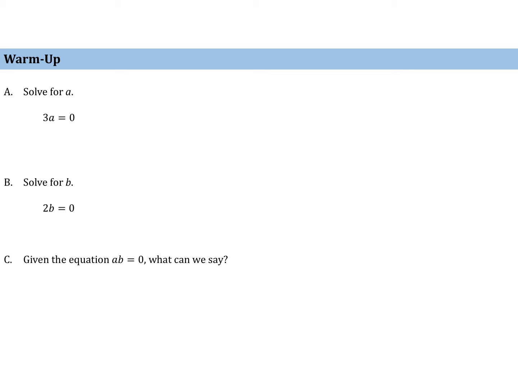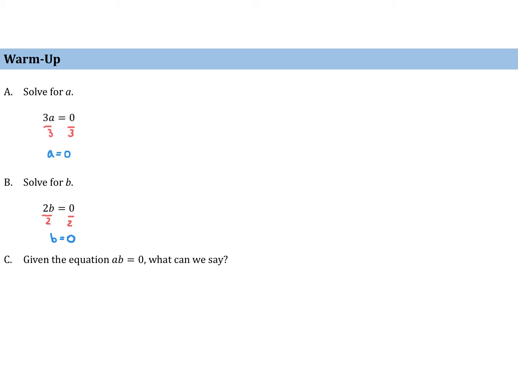Well, let's start with a warm-up. Let's imagine that we have 3 times a equals 0. What would a be? Well, we could divide both sides by 3, and that would yield a equals 0. Likewise, in part b, if we solve for b, we could divide both sides by 2, and that would yield for us b equals 0. But there's something more fundamental going on here, okay?